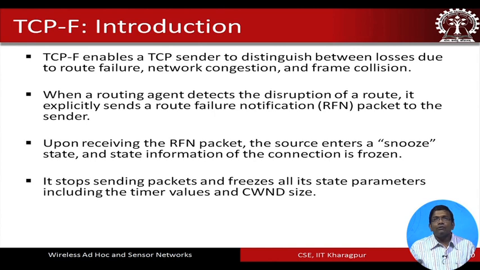When the route failure notification packet is received at the sender, it freezes all its parameters, it goes to the snooze state, it sleeps for a while and it freezes all its state parameters. For example, it freezes the congestion window size, it freezes the RTO value, and so on. So, all the state variables are frozen and the sender goes to the snooze state.